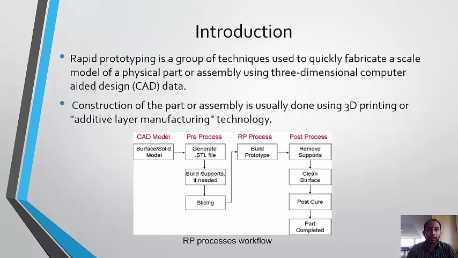First, introduction. Rapid prototyping is a group of techniques used to quickly fabricate a scale model of a physical part or assembly using three-dimensional computer-aided design data. Construction of the part or assembly is usually done using 3D printing or additive layer manufacturing technology.